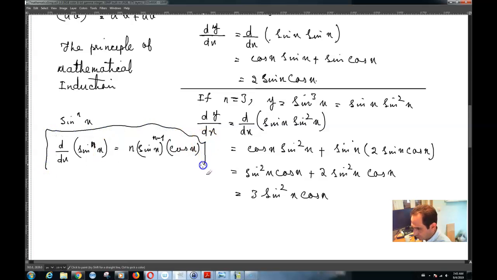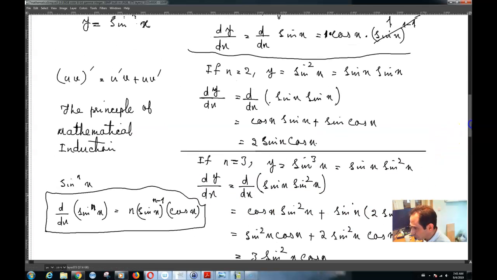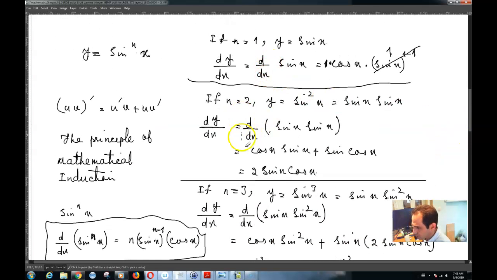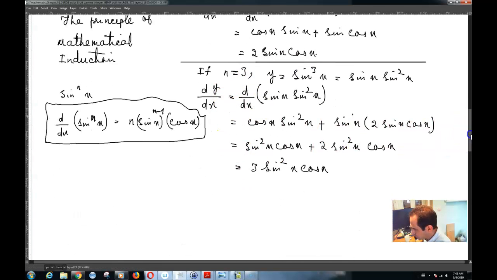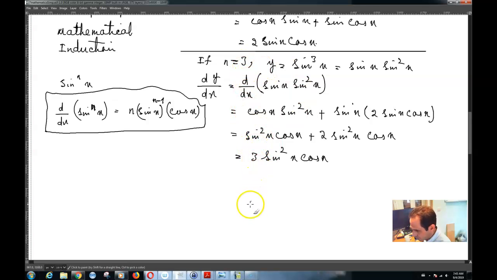Now, what we need to do is basically use the... but at this point, this formula has worked for n equal to 1, n equal to 2, and n equal to 3, and you could probably even set n equal to 4 and calculate your derivative, and it might even work for 4, it might even work for 5 and 6 and so on and so forth.